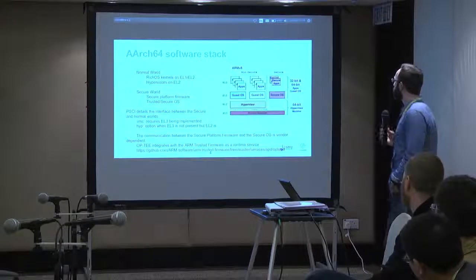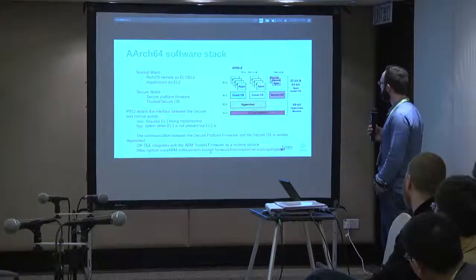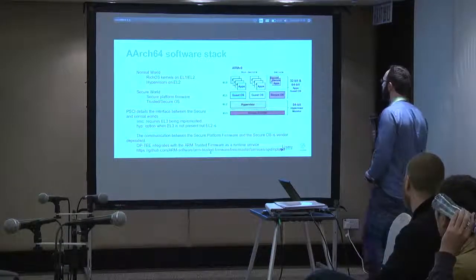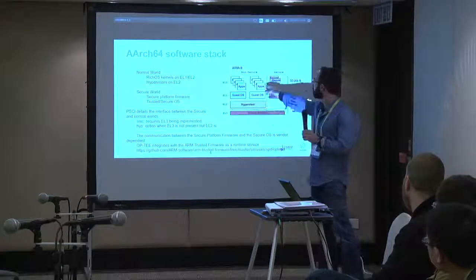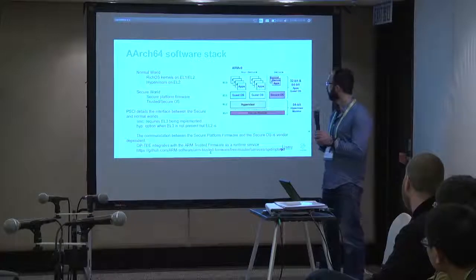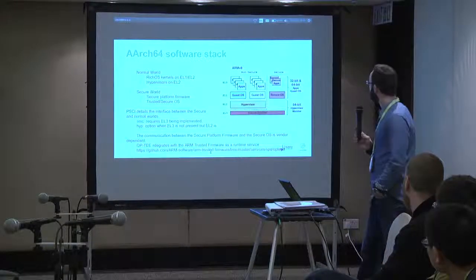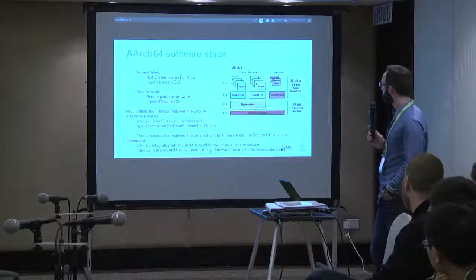This is a view of the software stack of the 64-bit architecture. Basically, there are a number of exception levels. The rich OS applications go at EL0, the rich OS kernel at EL1, a hypervisor in EL2, non-secure, and then the secure monitor in EL3, and you have a secure OS and secure apps.